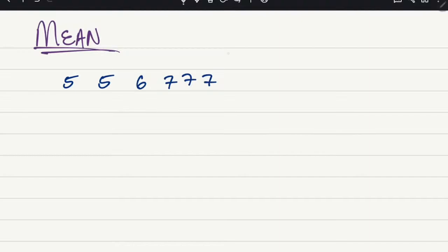The mean of 6 students. These are the 6 students in a class. Here are their ages. You have 6 students in a class, here you have their ages, then they say find the mean age.